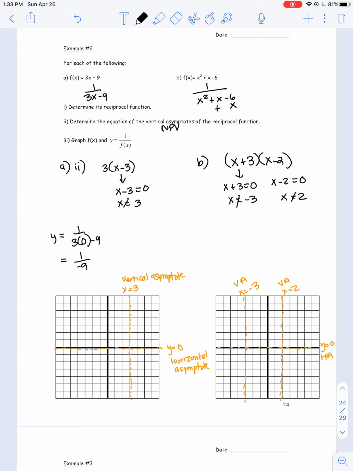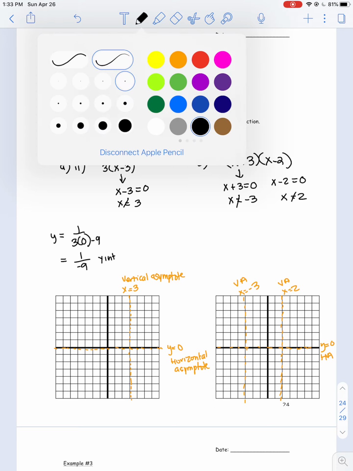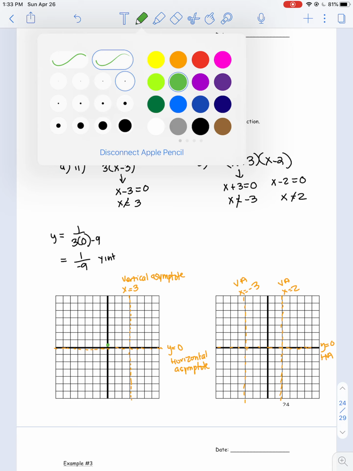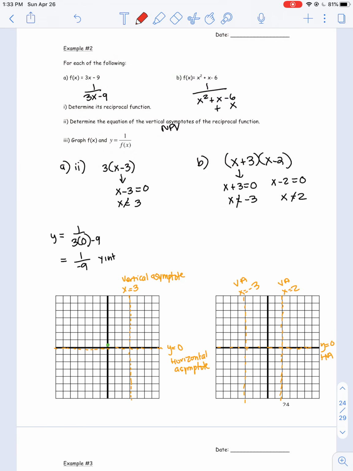So that's going to be 1 over 3 times 0 is 0, and then -9 will stay. So that's where our y-intercept is. So we know that there's going to be a point at -1 over 9. And personally, I like to sketch the linear equation just to show you how it's going to look. So I'm going to sketch 3x minus 9 to start off. I'm going to do that in red, just like in the previous graph. So I'm going to look at the table of values and plot some points.